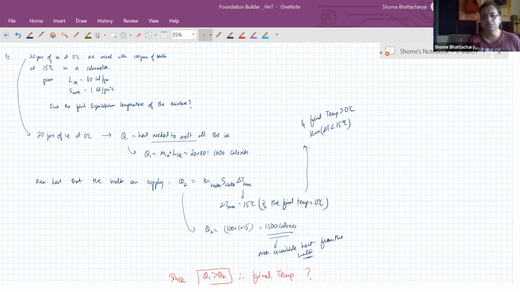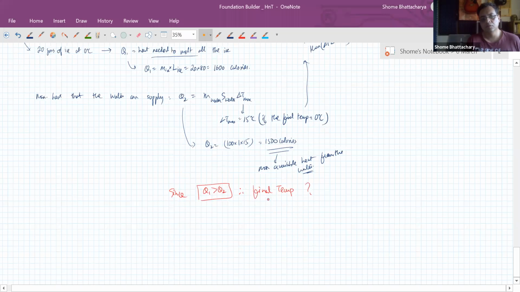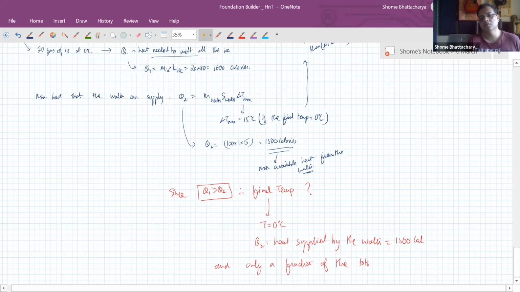Yes, very good. The final temperature, Kunj, that's correct, will be 0 degrees C. No, Rupesh, the final temperature will be 0 degrees C, because see what is happening is now that Q2 will be the heat supplied by the water, and that will be equal to 1500 calories. Okay, and only a fraction of the total ice will melt.